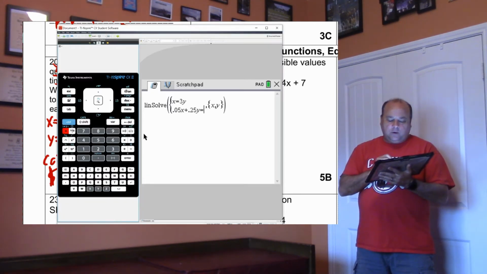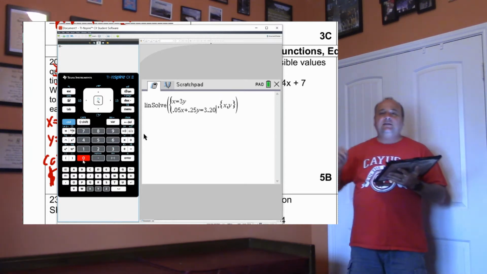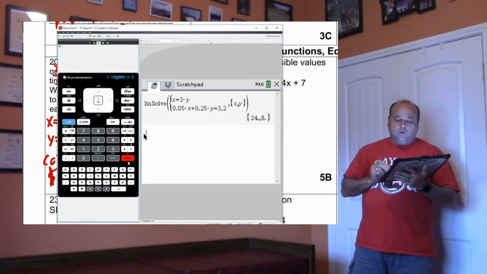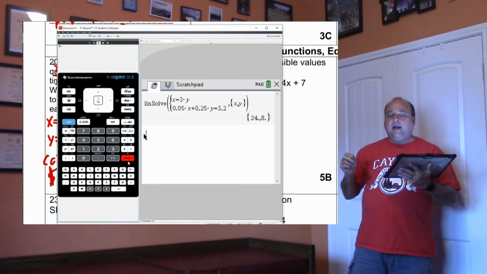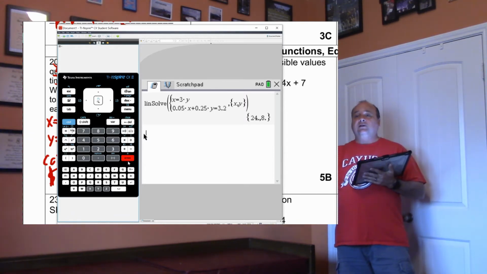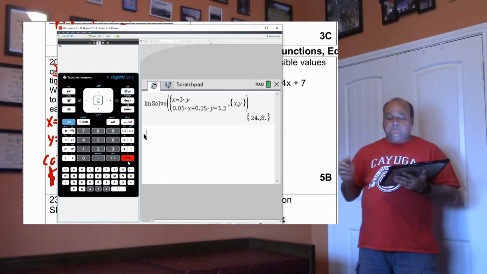$3.20. 3.2. So I'll punch this exactly as is into the calculator, hit equal. It's going to give me the number of nickels and quarters, which is 24 and 8. So I have 24 nickels and 8 quarters. Notice 8 times 3 is my 24 in it.